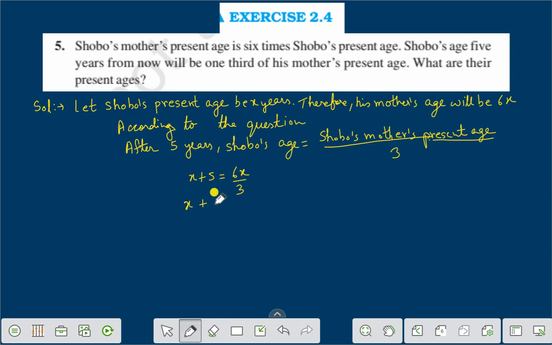x plus 5 is equal to 6x divided by 3, that is 2x, right? Now, transposing x on the right hand side, we get 2x minus x is equal to 5. That is, 2x minus x, that is x, is equal to 5, right?